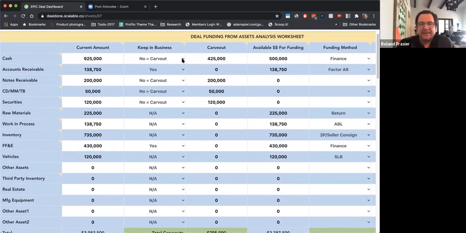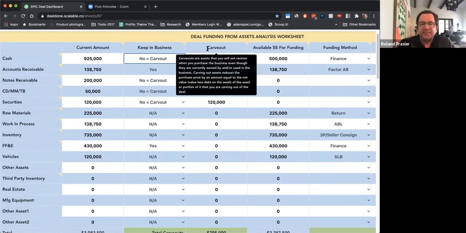And here we just pick from a drop-down. Am I going to keep it in the business? Not applicable. I'm going to keep it in the business, or it's a carve out. And we could elect to carve out here. This is keep in business. So I'm going to say no, which was a carve out. We could carve out half of it. There are little explanations here. You can see that say what each of the things are.